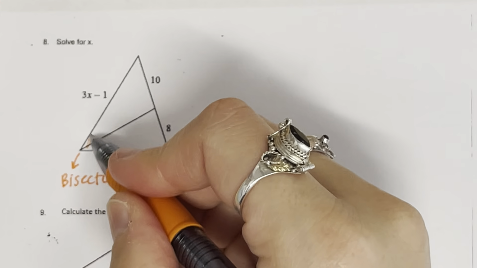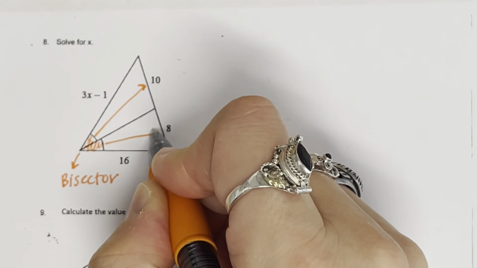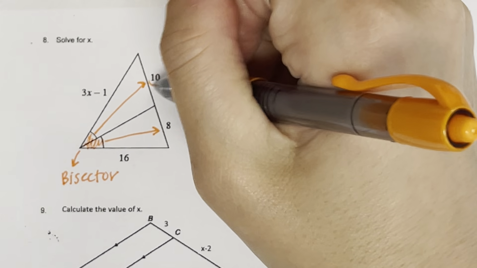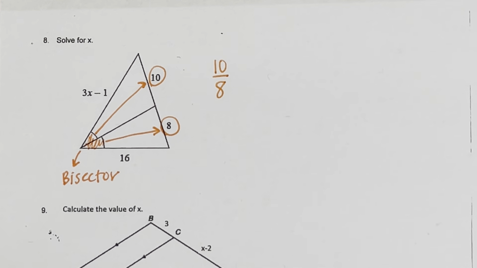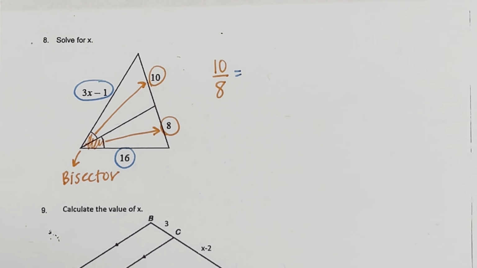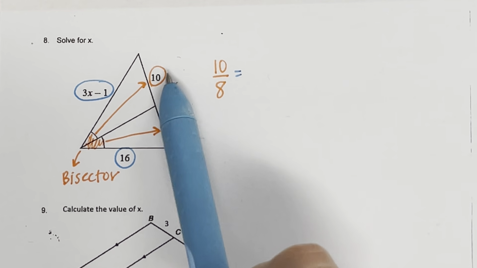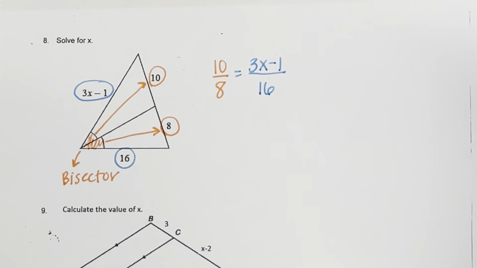So what I always do is I go find the angle that's being bisected. I go directly across from the angle. The two pieces directly across from the bisected angle are your first fraction. So my first fraction is going to be 10/8. Then I take the other two pieces that are left over, which are 3x minus 1 and 16, and that will be my second fraction. And I need to make sure that it's in the same order as before. So since I picked this triangle on the top first with the 10, I have to also pick 3x minus 1 to go on top as well. It doesn't necessarily matter which one you do first, as long as you keep the order the same.